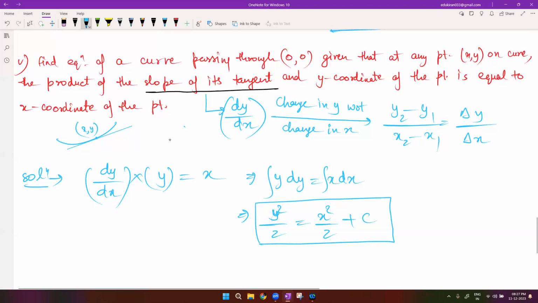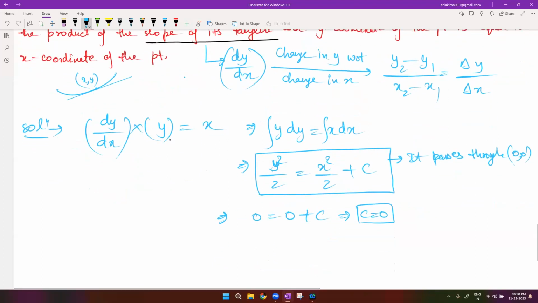But now the curve is passing through 0, 0. It means that you put x equals 0 and y equals 0 to find out the value of C. If I put x equals 0 and y equals 0, then 0 equals 0 plus C, which means C is 0, the constant of integration is 0. Hence, you have found the particular solution for this equation.